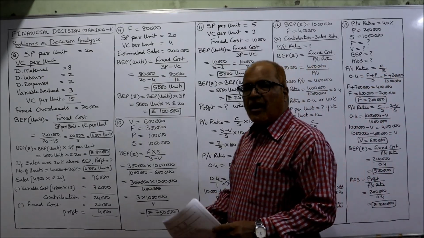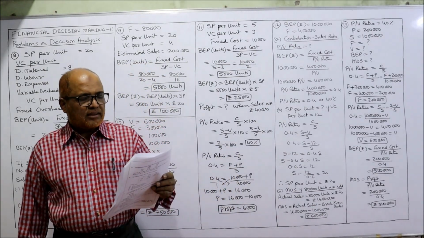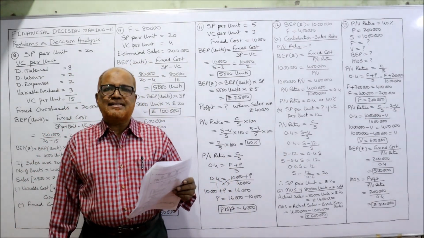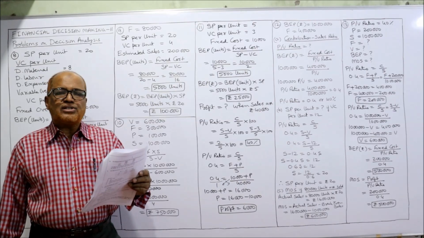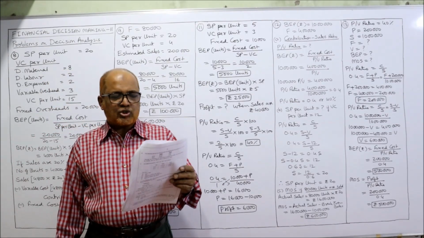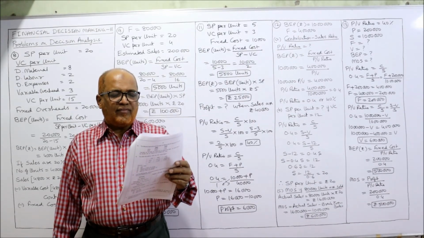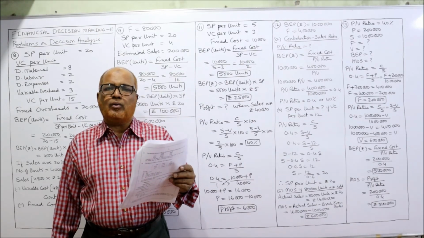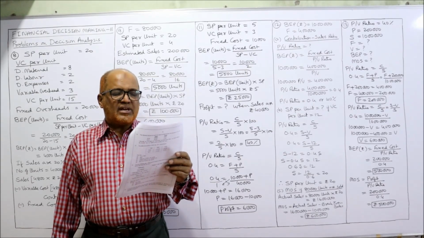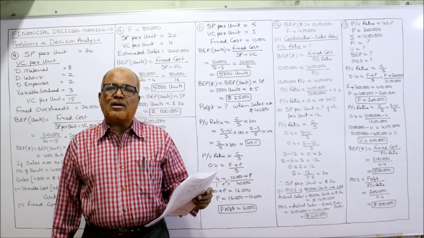Now I am reading out the 12th problem. Suppose the break-even sale is rupees 10 lakh. Fixed cost are rupees 4 lakh. Compute contribution sales ratio. Selling price per unit if the variable cost are rupees 12 per unit. And thirdly, margin of safety if 80,000 units are sold. 3 different questions are asked.